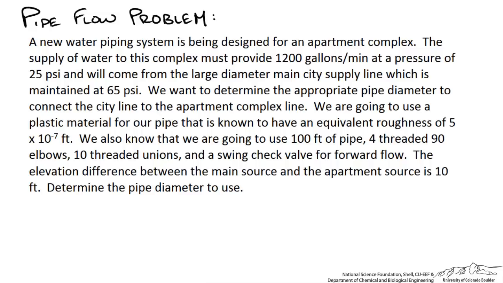So we're going to use a plastic material for our pipe that's known to have an equivalent roughness of 5 times 10 to the minus 7 feet. We also know that we're going to use 100 feet of pipe, 4 threaded 90-degree elbows, 10 threaded unions, and a swing check valve for forward flow. So the elevation difference between the main source and the apartment source is 10 feet. We need to determine the pipe diameter to use.